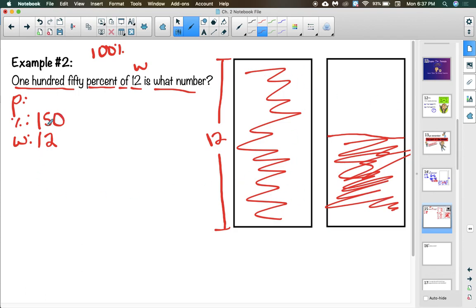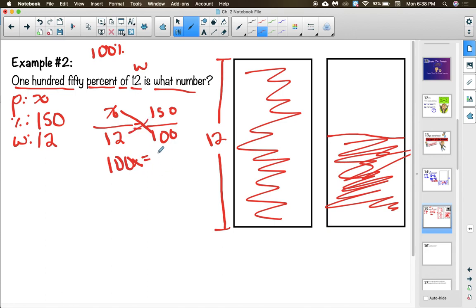Okay, so part over whole equals percent over 100. Our part is our unknown. So we are going to use the variable x to represent the part. The whole is 12. The percent is 150. And 100 always goes underneath the percent. So x times 100 is 100x. Don't forget your equal sign.